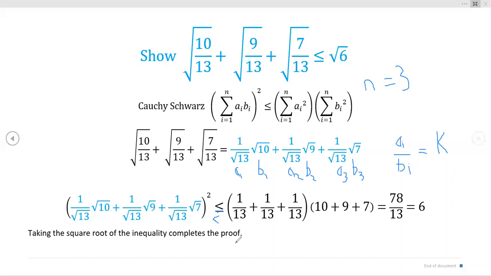So anyway, y'all, nice application of Cauchy Schwarz, or not an application, but just a numerical example of it.